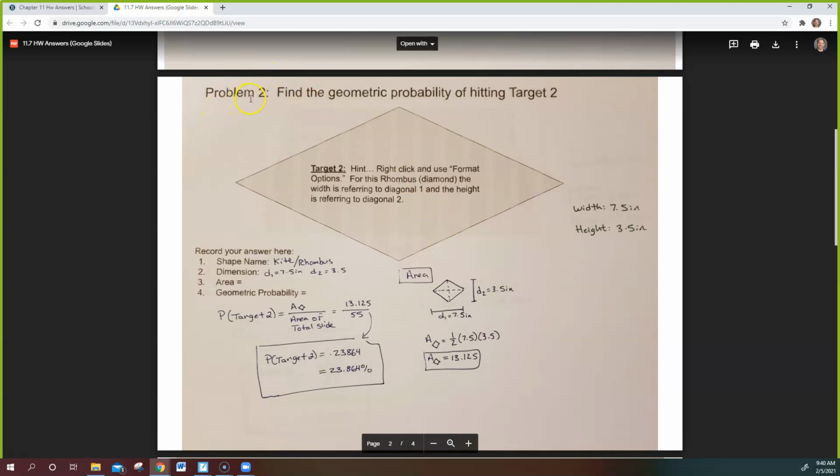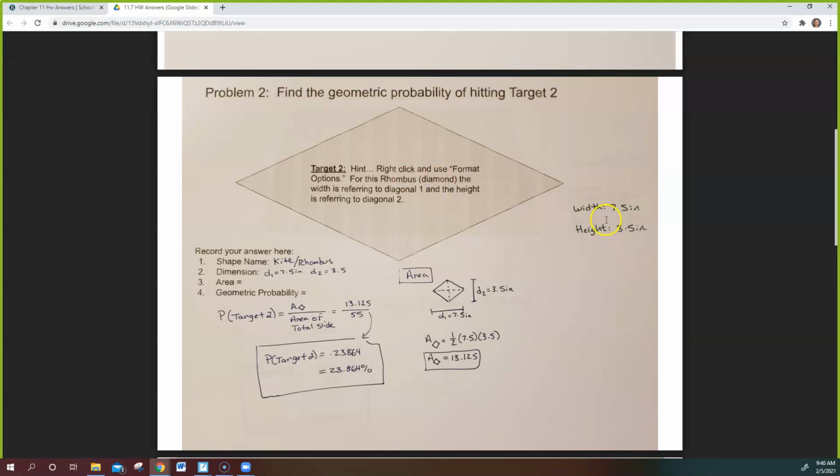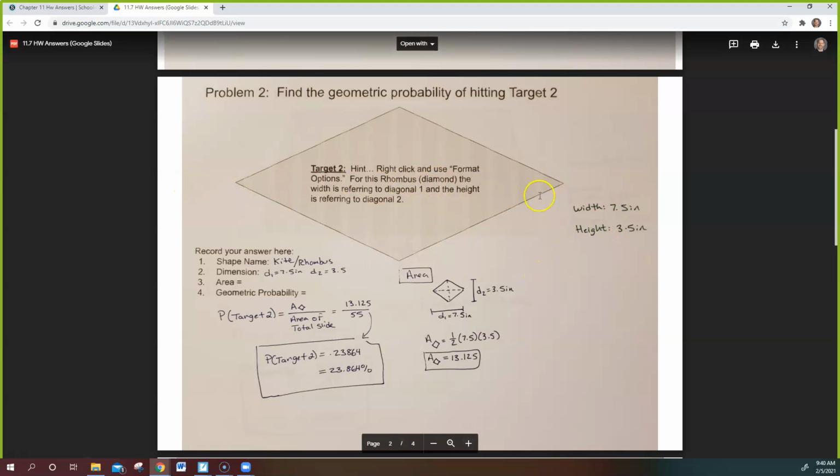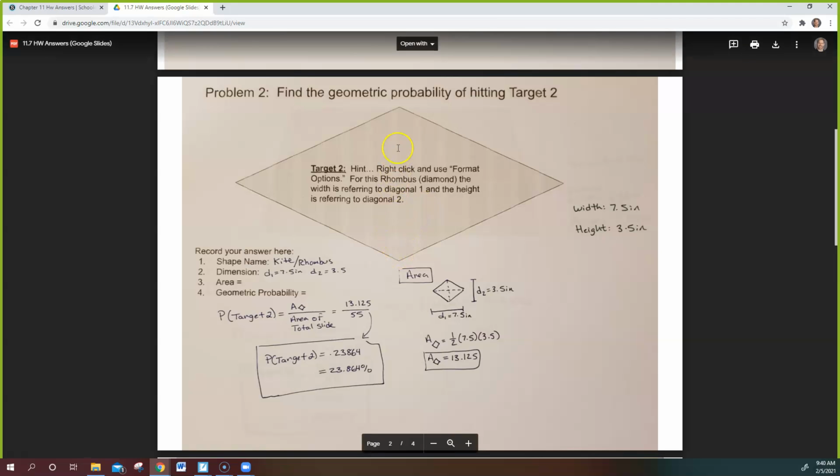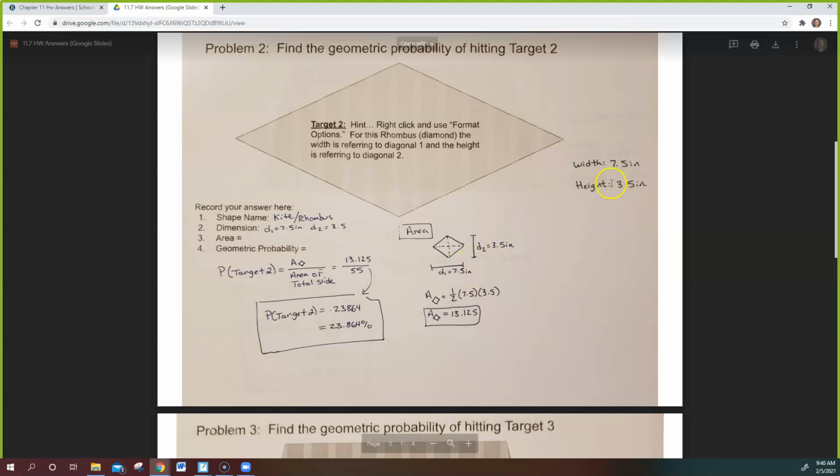If I look at problem number 2, this one was just a little bit different because it was a rhombus or a kite. I called it a rhombus in the direction, so that means we have to do our 1/2 diagonal 1 times diagonal 2. Well, the width is the full width, which is diagonal 1. The height is diagonal 2. And I just redrew my picture to kind of visually help those dimensions appear differently. And then 1/2 diagonal 1 times diagonal 2. Here's my area, 13.125.